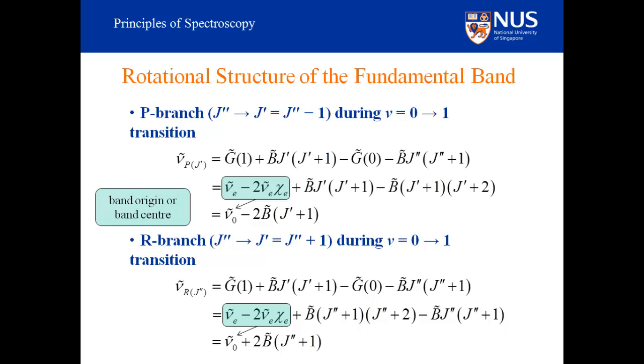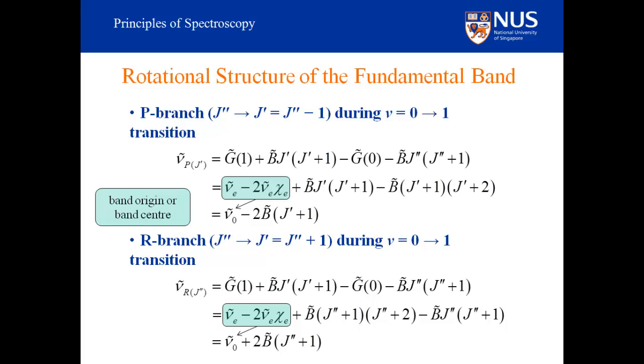Note that we never get a transition at exactly the fundamental frequency. These two equations define all the possible spectral lines, the P branch and R branch. There are no other branches for the diatomic. For the P branch, the minimum value of J prime is 0. It cannot go below 0. You can go from a J equals 1 to a J equals 0 state. So the minimum value of J prime is 0.